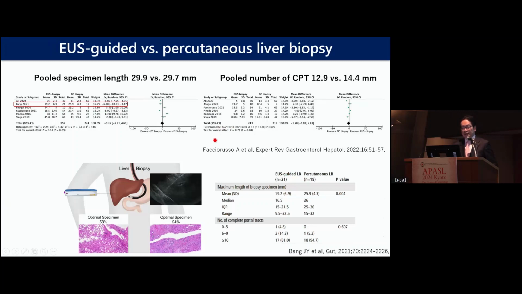How do we compare EUS-guided and percutaneous liver biopsy? In the meta-analysis, there is no significant difference. But in this small randomized controlled trial from the biliary group, they saw some difference. If you perform percutaneous liver biopsy, you have a longer specimen and the optimal specimen, so they still recommend percutaneous liver biopsy rather than EUS-guided biopsy. So there's still some debate.